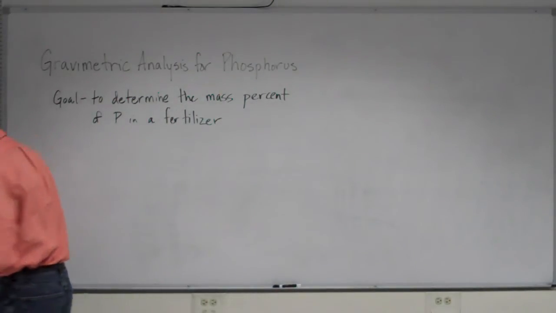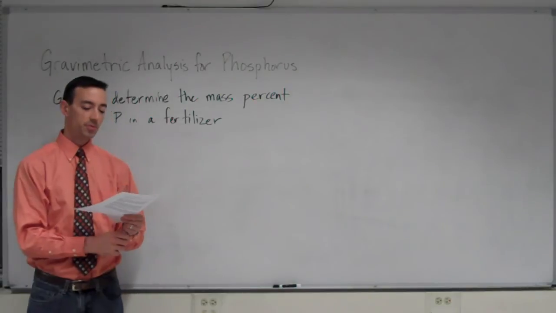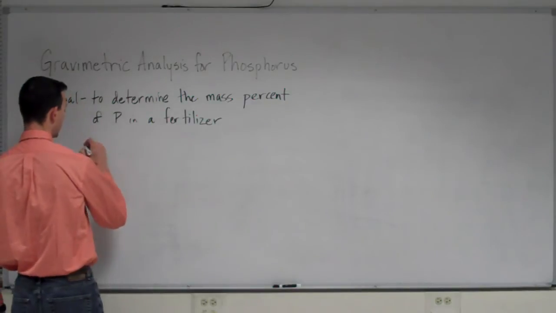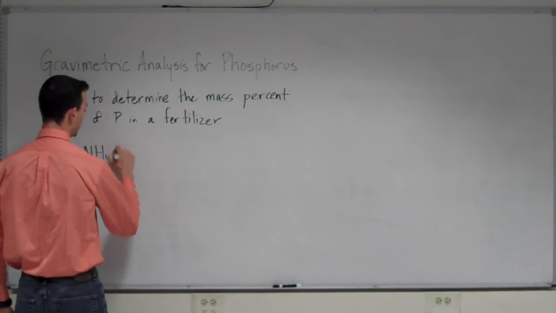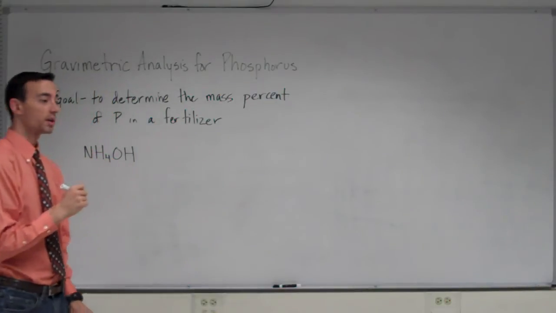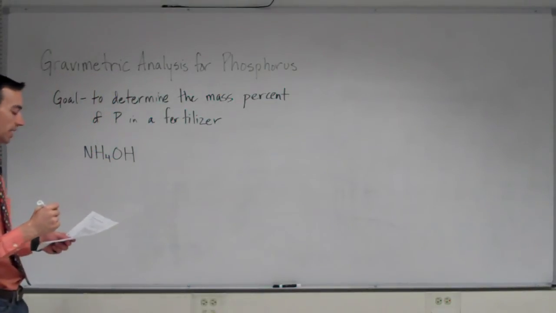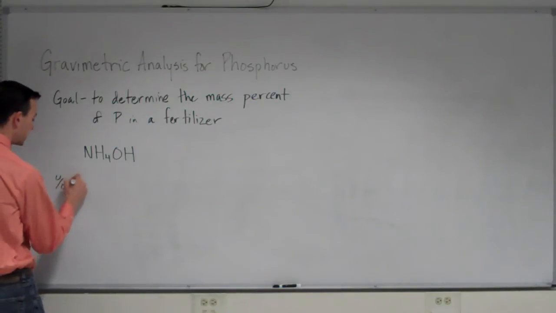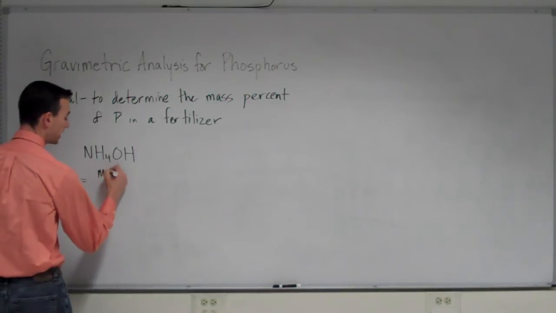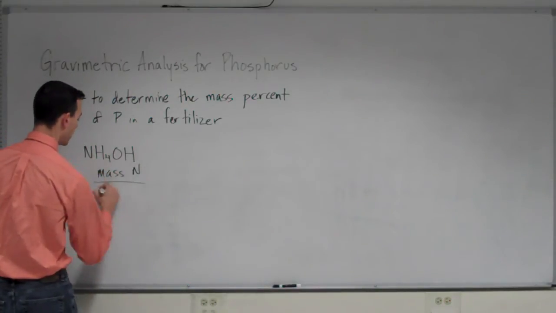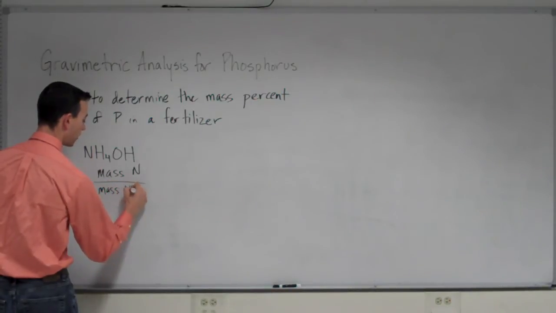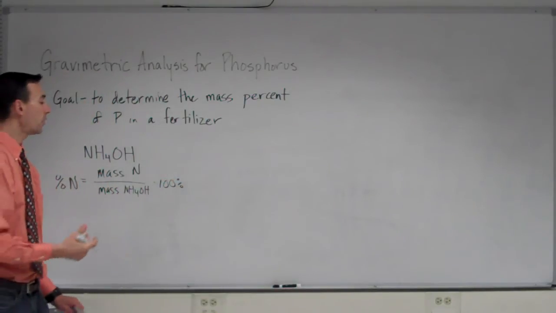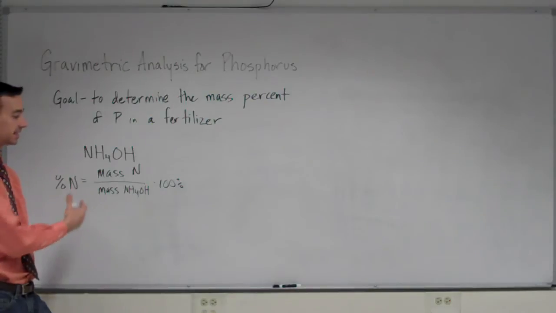So let's look at the pre-lab questions then, and determine the mass percent of nitrogen in ammonium hydroxide. So we've worked with mass percentages in chapter 3 of our chemistry textbook. And so ammonium hydroxide is NH4 and OH. And so the percentage of nitrogen in this would be found by taking the mass of nitrogen divided by the mass of NH4OH times 100%.